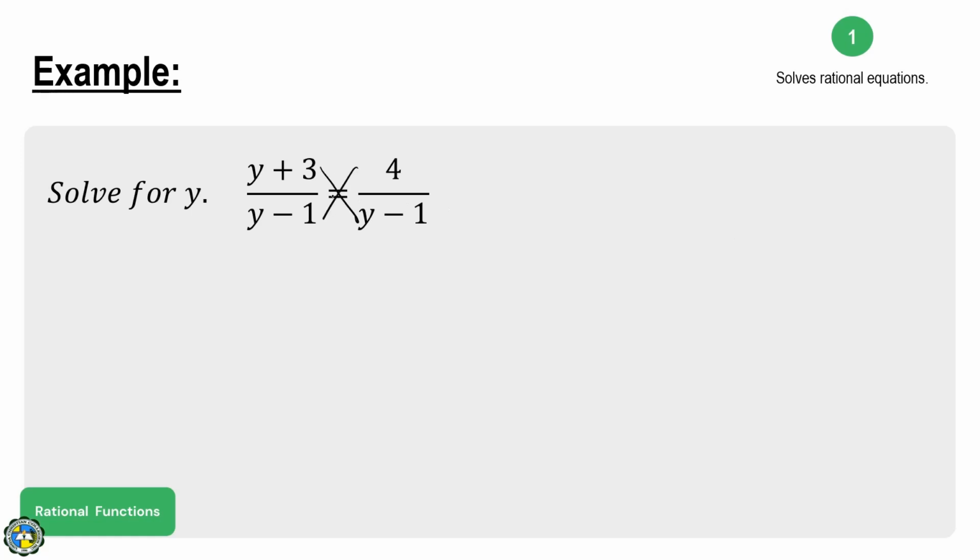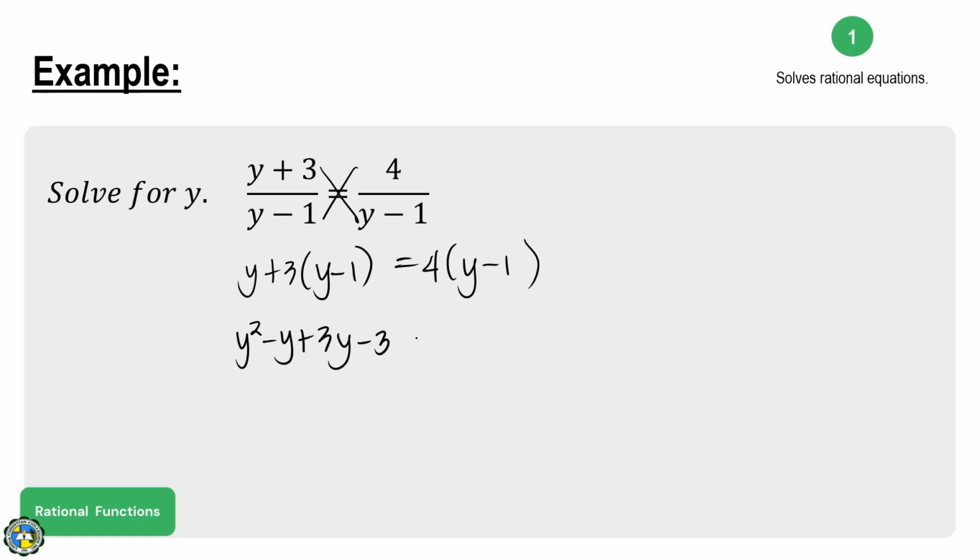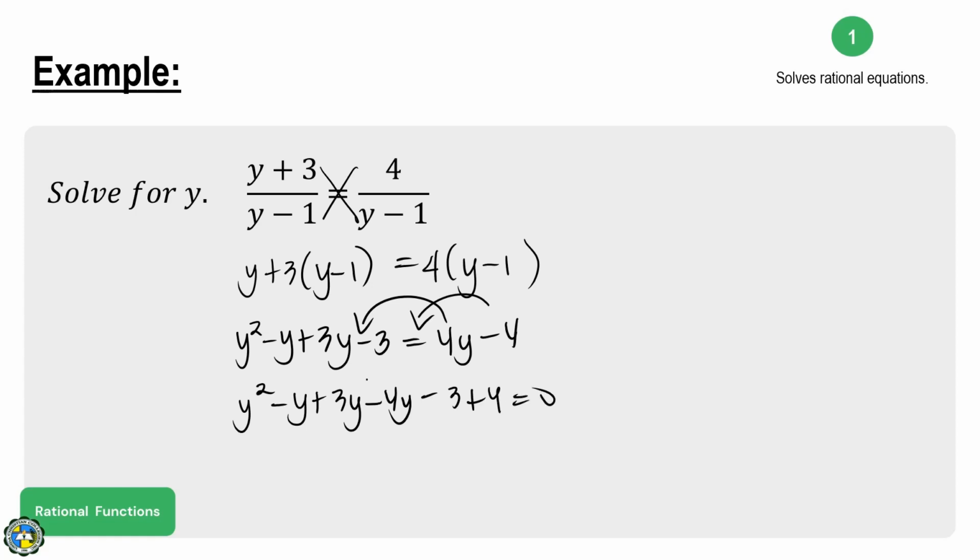So again, use cross multiplication. We have y plus 3 multiplied to y minus 1 equals 4 times y minus 1. So, FOIL method tayo. Same pa rin. Distribute. So, y squared minus y plus 3y minus 3 equals 4y minus 4. Combine like terms lang tayo. Y squared minus y plus 3y minus 4y minus 3 plus 4 equals 0 po. So, this will be y squared. Ito ay 2y minus 4y is negative 2y and then plus 1 equals 0.